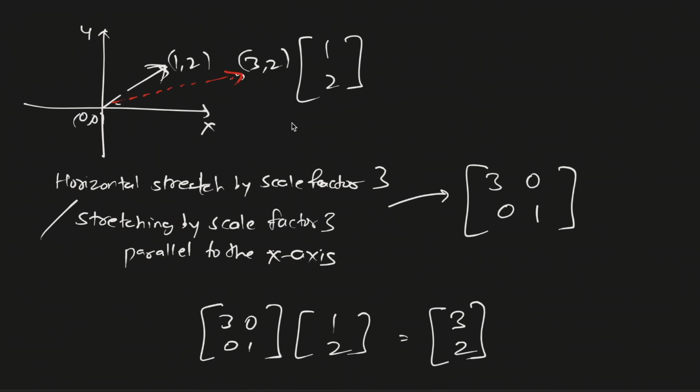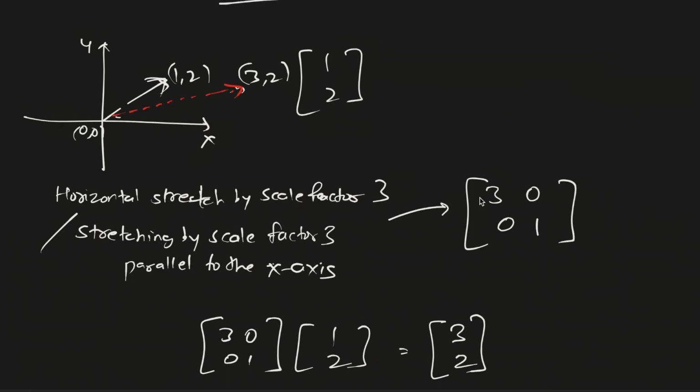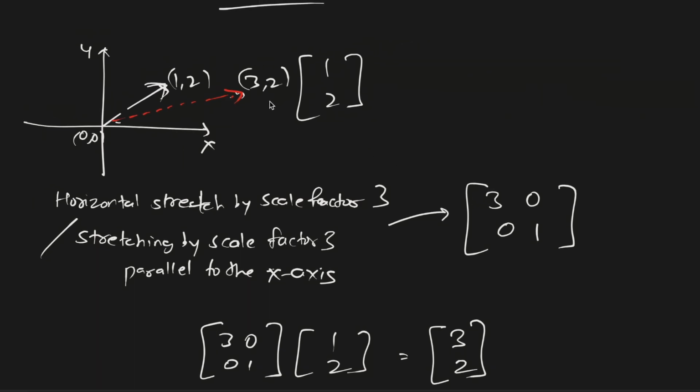Now my question is, is there any vector in this plane such that if you apply this transformation, 3, 0, 0, 1, on it, it doesn't change direction? So that's my question. Is there any vector in this plane such that if you apply this transformation of horizontal stretch by scale factor 3 about the x-axis, it points in the same direction, or basically doesn't change direction? Just pause the video and take a moment to think about it.